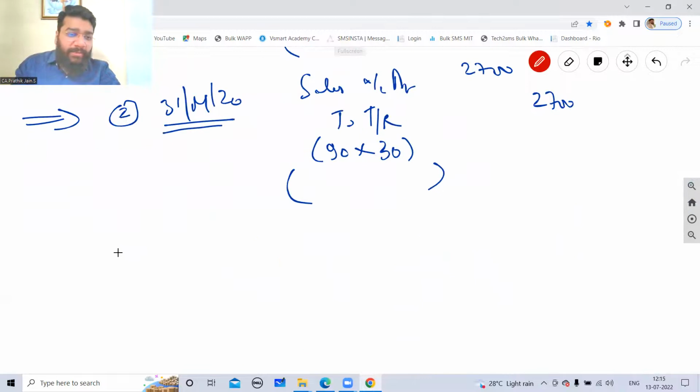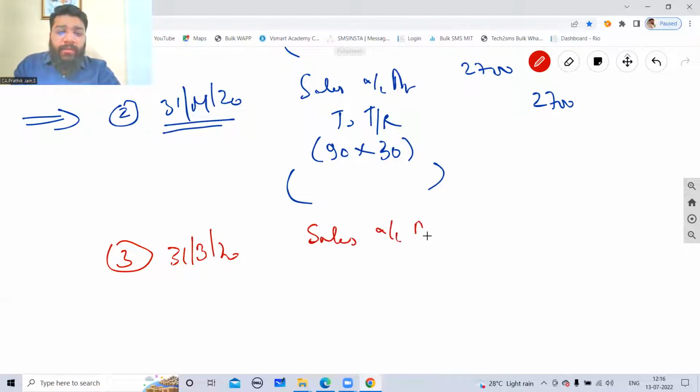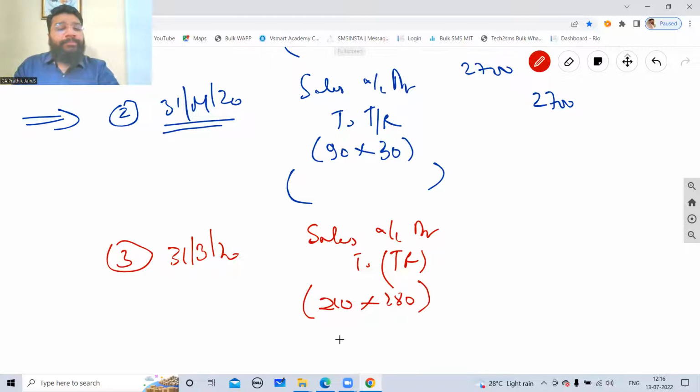So two more entries, guys. 31st March 2020. Reverse the sales account. Sales account debit to trade receivable. Guys, here the reversal is happening for the balance 210 machines. The original sale value was 280. So when you reverse, you will still multiply with 280 only. 210 into 280. How much is the sale value? 58,800.